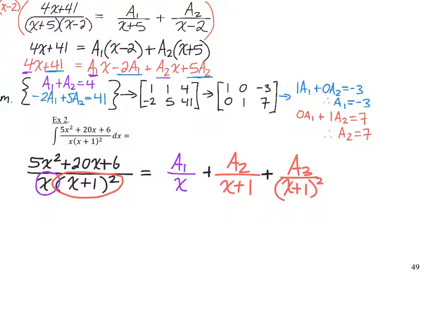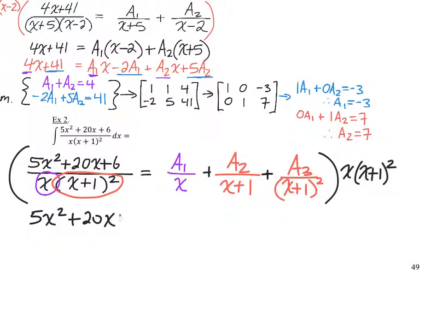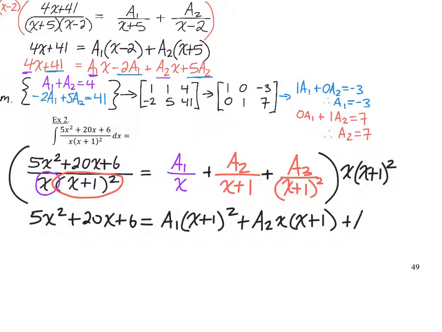All right, so I'm going to run through multiplying everything by x times x plus 1 squared. So that's going to give me 5x squared plus 20x plus 6 is equal to a sub 1. The x's would cancel, so x plus 1 squared plus a sub 2 x times x plus 1, and then a sub 3x.